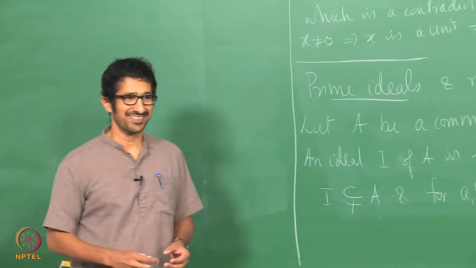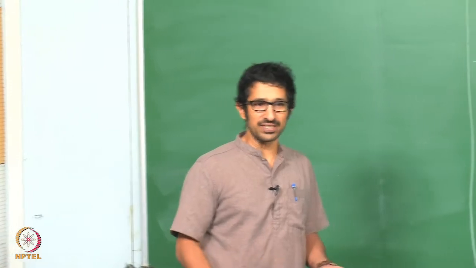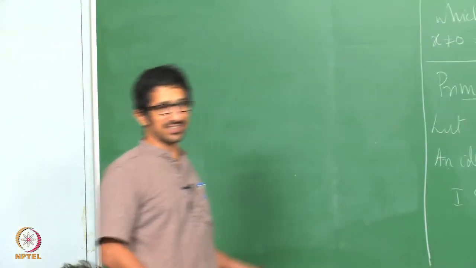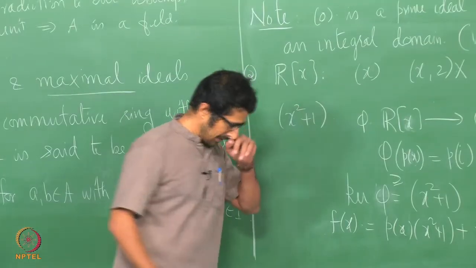In R, if it is a prime ideal, R[x] is a PID, so it is a maximal ideal. It's a much simpler argument. It's the intermediate value theorem. If you take a degree 3 polynomial, it has a root in R. Therefore, it factorizes. So you cannot have polynomials of degree 3 generating a prime ideal.